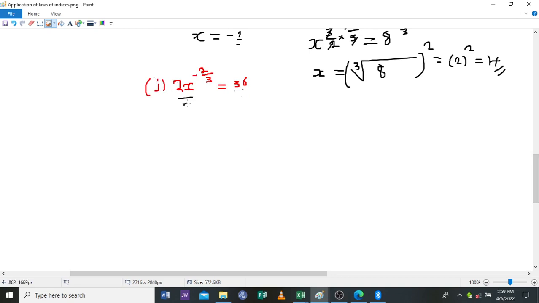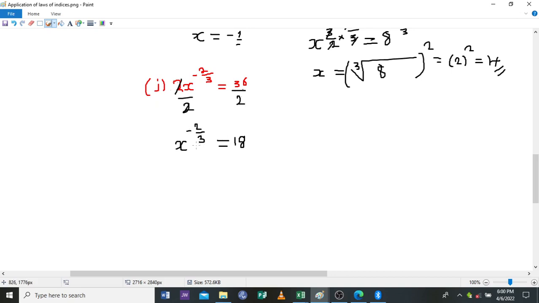So this one, we are going to start by dividing throughout by 2. Now if we do that, we're going to have x raised to the power negative 2 over 3. We have here 36 over 2, I mean, we can divide again. 36 divided by 2, that's 18, right? That's 18. So this is what we have.